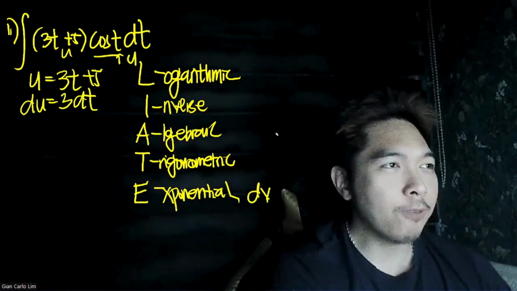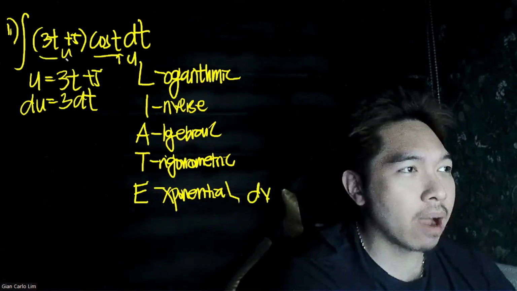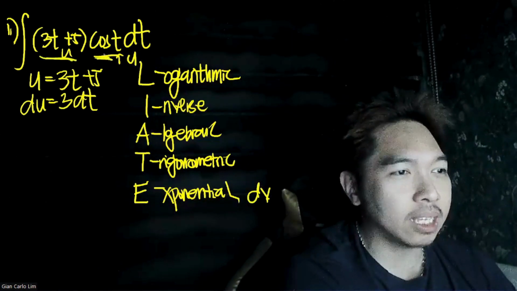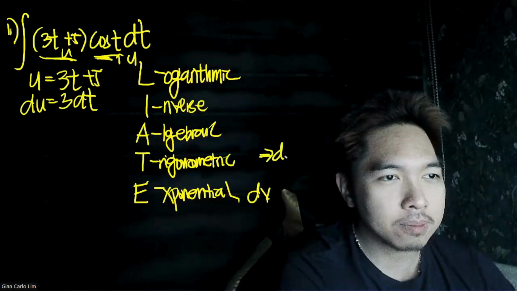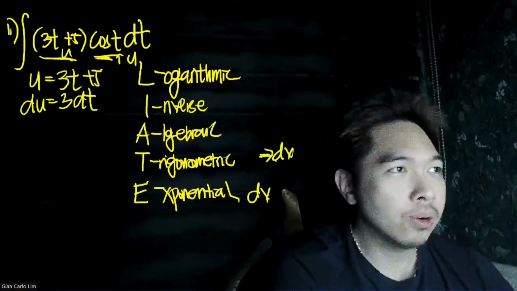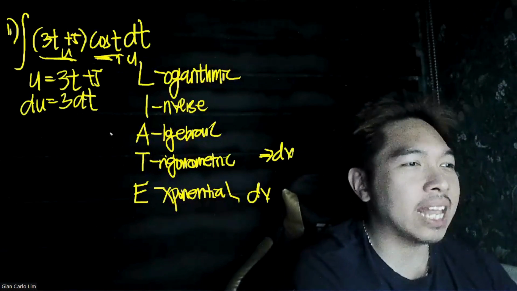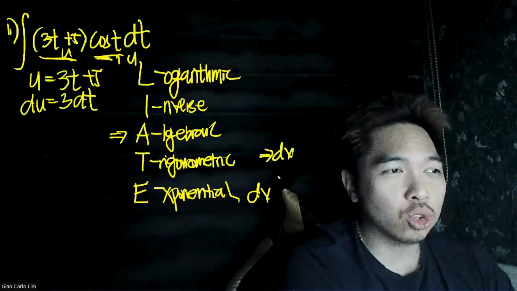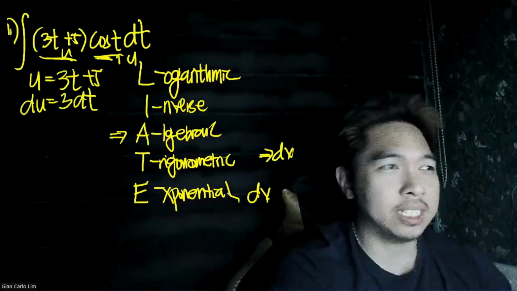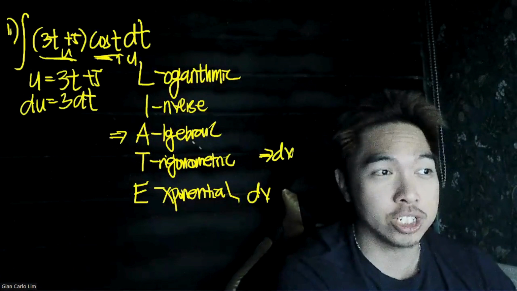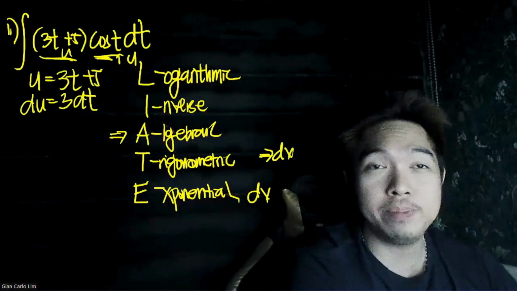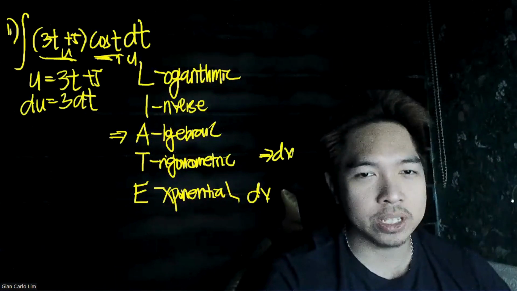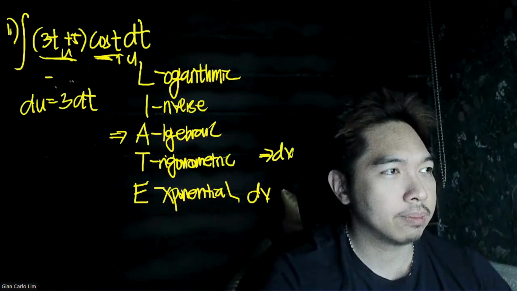So for that case, we have an algebraic and a trigonometric. Therefore, we will let the trigonometric be our dv. And our 3t plus 5 can go as either dv or u, but since we chose our trigonometric to be dv, we have no choice but to let the rest be an algebraic function. Therefore, 3t plus 5 would be algebraic. So I'm going to delete everything here, and then let's proceed with solving this sample problem.